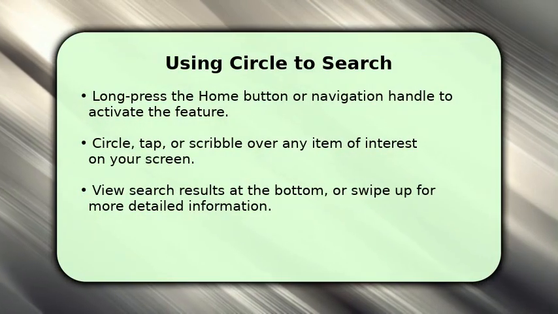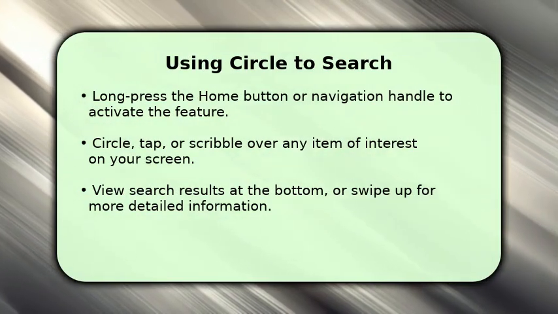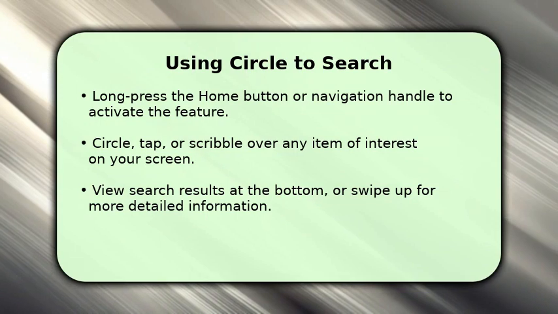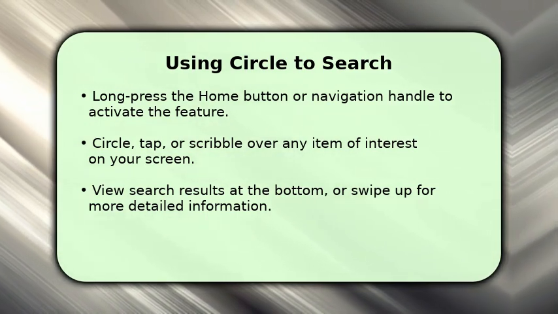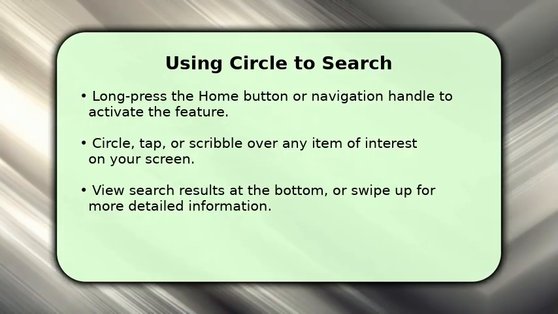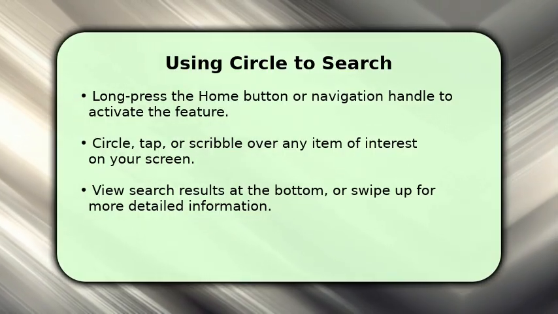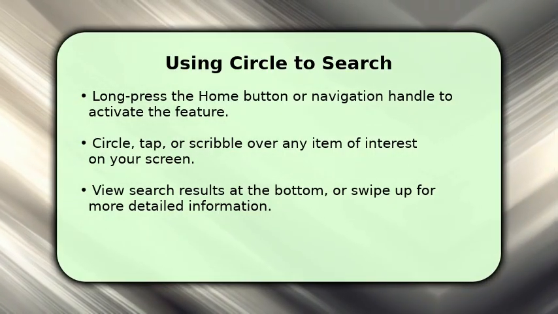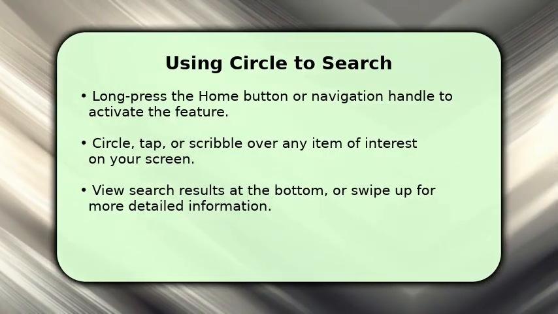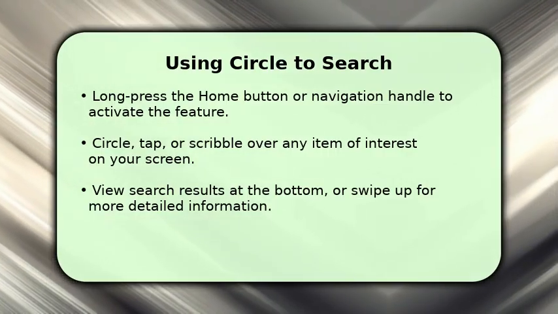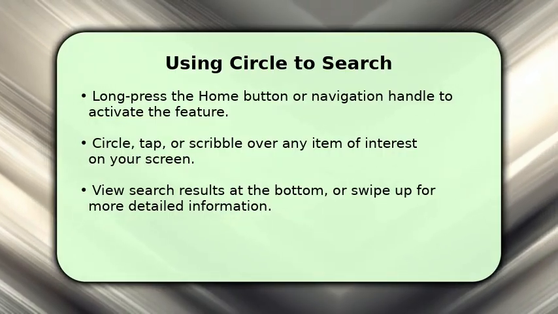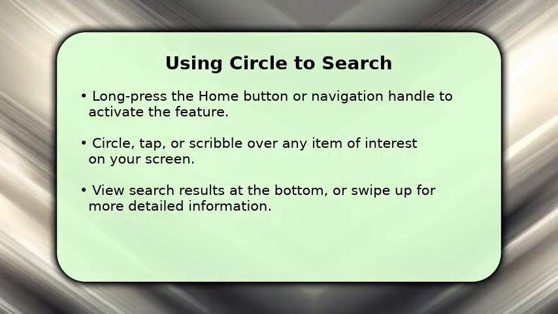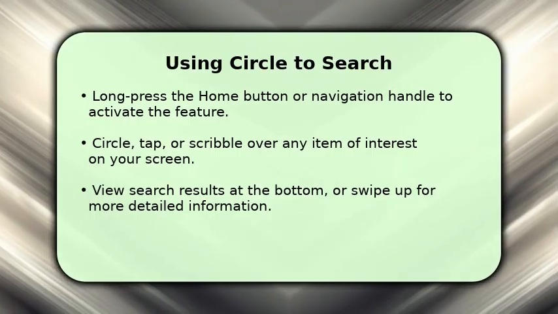Once enabled, using Circle to Search is incredibly straightforward. When you see something interesting, simply long press your home button or the navigation handle. A colorful animation will appear, indicating the feature is active. Then, use your finger or an S Pen to circle, tap, or scribble over the object or text you wish to search. Your results will instantly appear at the bottom of your screen, ready for exploration.